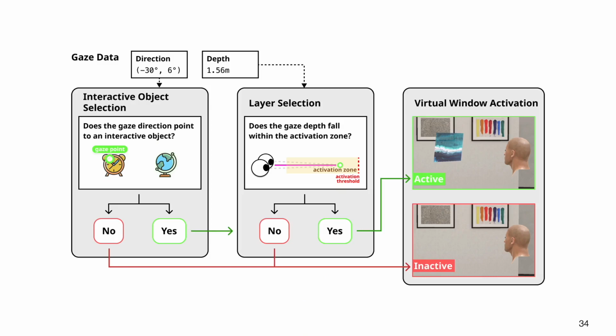In summary, the pipeline is we first use the gaze direction for pointing and then use the gaze depth for layer selection. If we target an object and then shift our visual depth to the activation zone, the virtual window will appear.